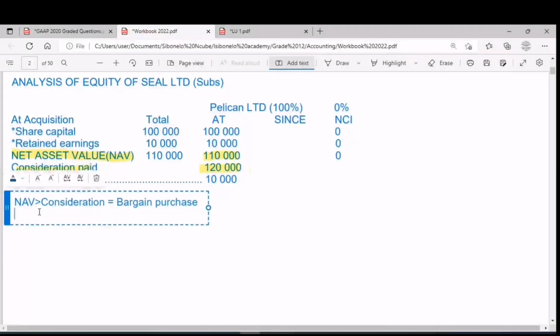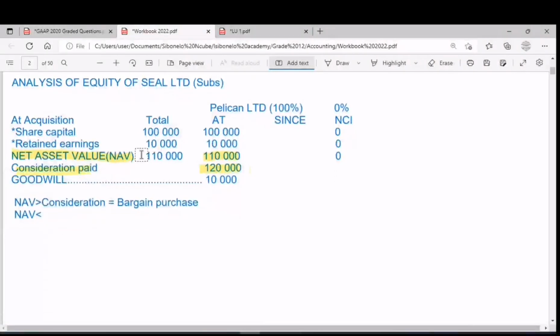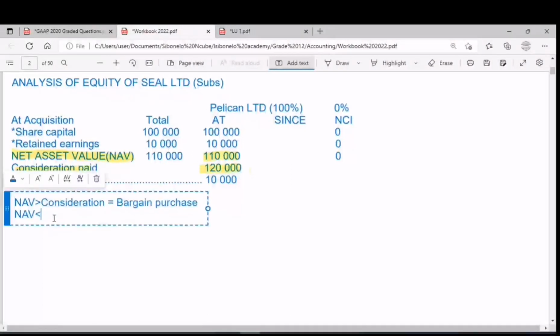But if the net asset value, 110, is less than the consideration, so if NAV is less than the consideration, then we have goodwill. And notice the goodwill goes into the statement of financial position under non-current assets. The same with a bargain purchase: it also goes into the statement of financial position.